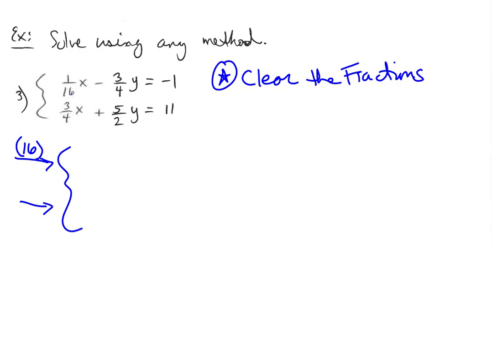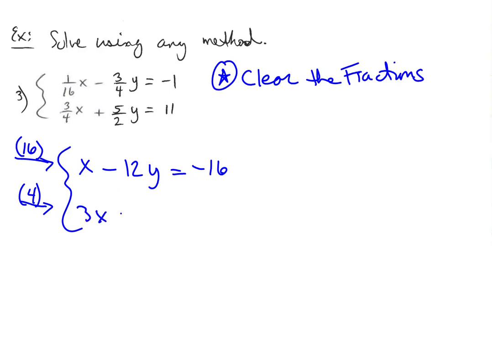Now, if I do that all the way across, of course, I'll end up with just x, and then minus, and then 16 times 3/4. Really, the 16 over the 4 would reduce to 4. So I should end up with a negative 12y equals, and then all the way across I'll have a negative 16. That's just 16 times negative 1. So that's clearing the fractions in the first equation. If you look at the second equation, with those denominators being 4 and 2, the LCD of those would be 4. So we're going to multiply it by 4 all the way across.